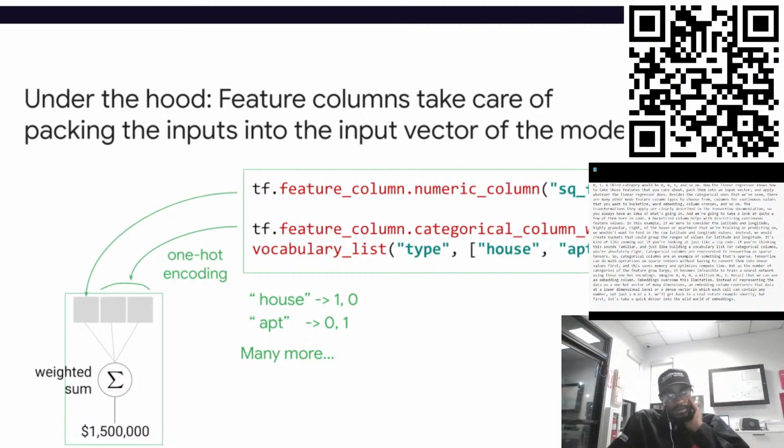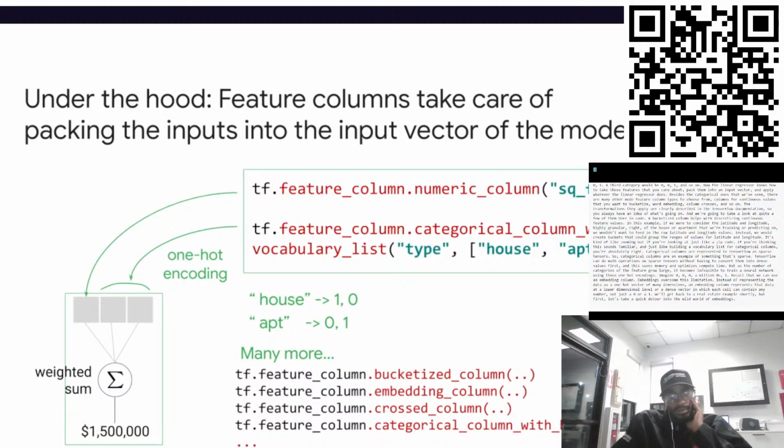Now the linear regressor knows how to take those features that you care about, pack them into an input vector, and apply whatever the linear regressor does. Besides the categorical ones that we've seen, there are many other feature column types to choose from. Columns for continuous values that you want to bucketize, word embedding, column crosses, and so on. The transformations they apply are clearly described in the TensorFlow documentation, so you always have an idea of what's going on. And we're going to take a look at quite a few of them here in code.